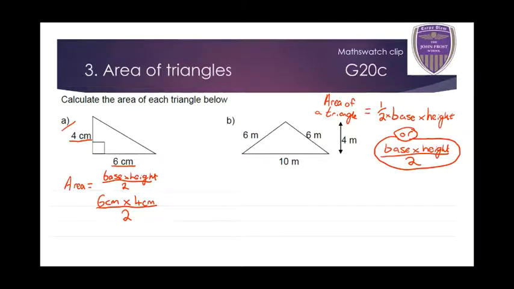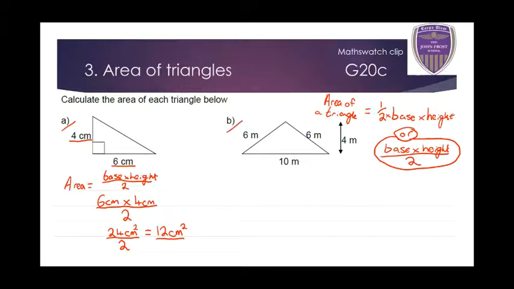Well, 6 centimeters times 4 centimeters is 24 centimeters. So I've got 24 centimeters divided by 2. Well, I know that is going to be 12. So that's going to be 24 centimeters squared, sorry, because we multiplied two distances. So 24 centimeters squared divided by 2 will be 12 centimeters squared. And that's our final answer for the area of the first triangle.